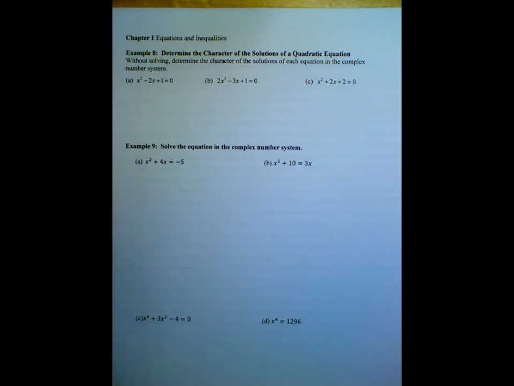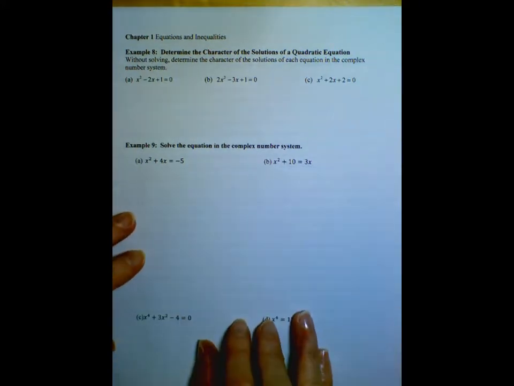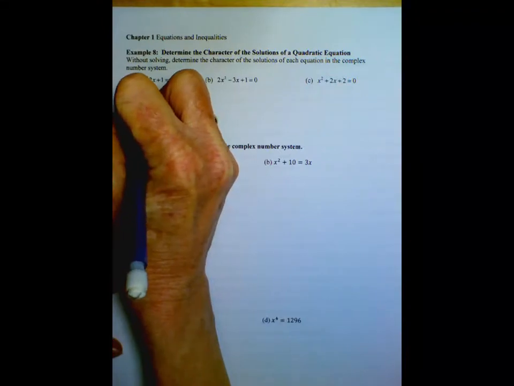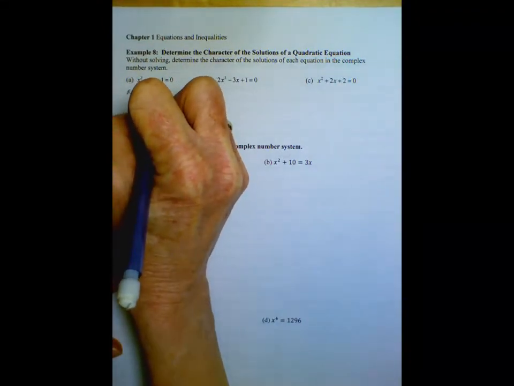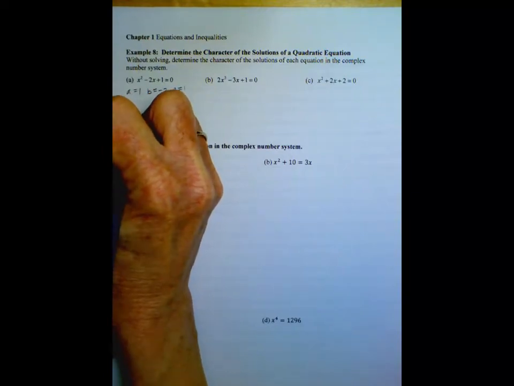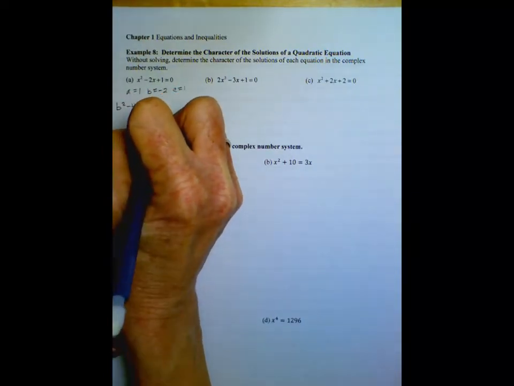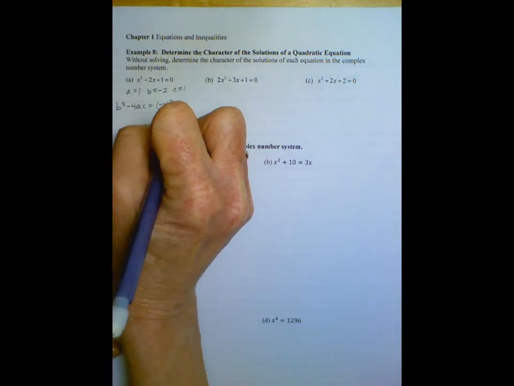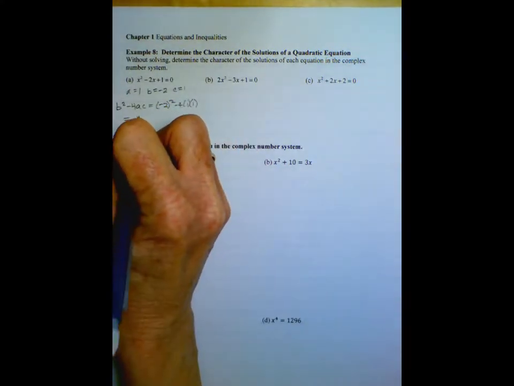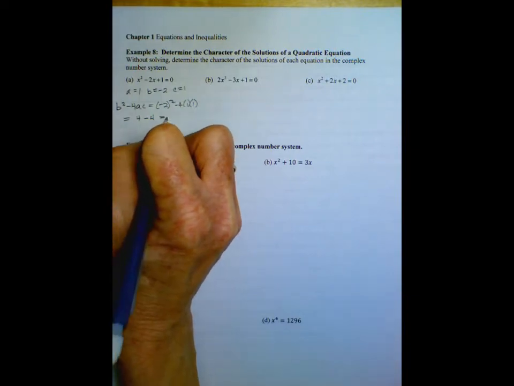Or do we expect to get two imaginary solutions that are conjugates, right? So that has to do with our what? How do we determine that? B squared minus 4ac, right? So a equals 1, and b equals -2, and c equals 1, and b squared minus 4ac will be -2 squared minus 4 times 1 times 1, or 4 minus 4, which is 0.